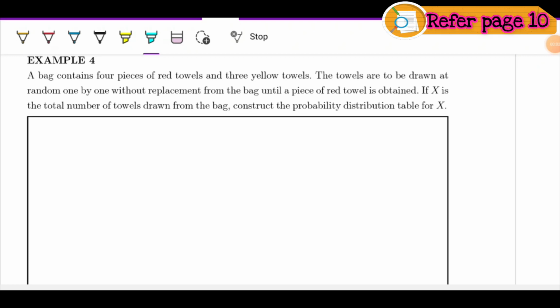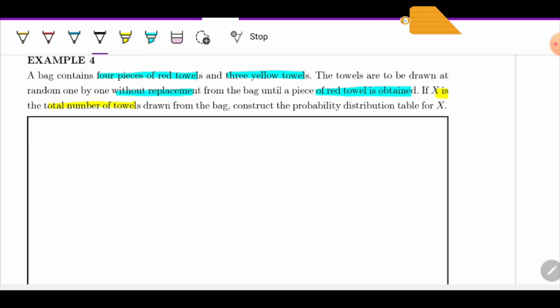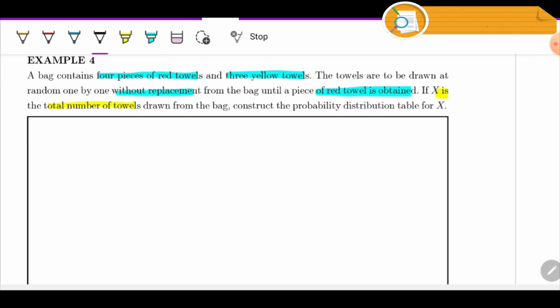Example 4. Read the question carefully. A bag contains 4 pieces of red towels and 3 yellow towels. The towels are to be drawn at random one by one without replacement from the bag until a piece of red towel is obtained. X is the total number of towels drawn from the bag. Construct the probability distribution table for X. So firstly, we list down the number of towels. We have 4 red towels and 3 yellow towels.